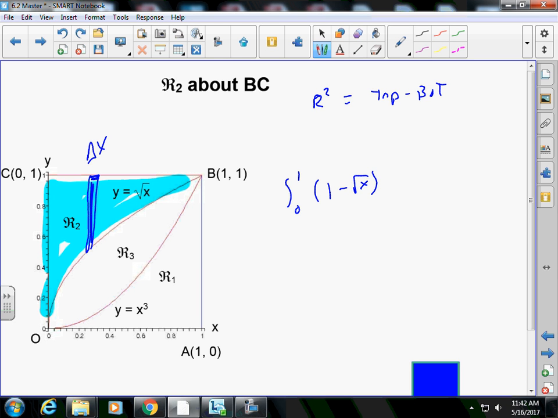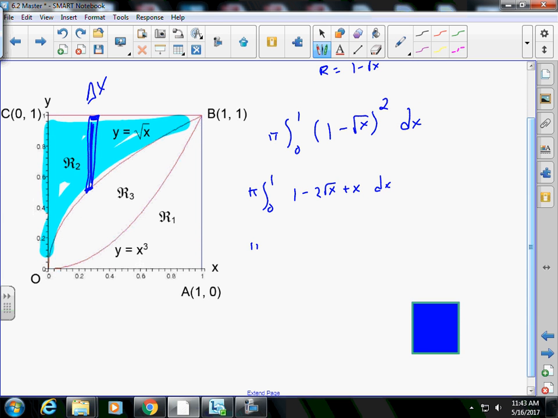Right? Top of my strip, bottom of my strip. It's defined from there to there. From 1, subtract square root of x. I still have to square it. So r is just 1 subtract square root of x. Top of my strip, subtract the bottom of my strip. Again, this is in terms of dx. Don't forget the pi on the outside. When I square it, I end up with 1 minus 2 square root of x plus x dx.